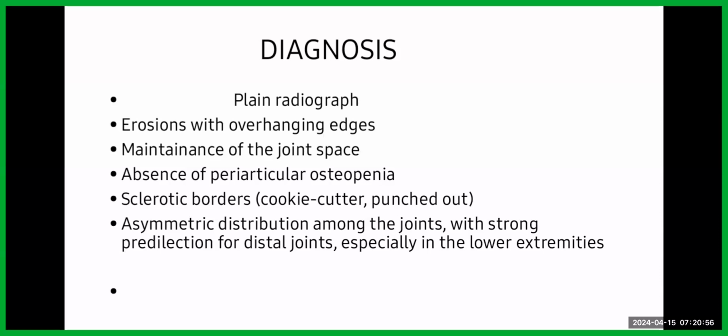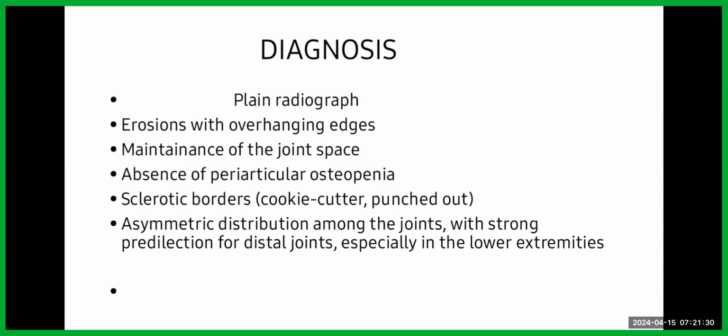So we expect to see an erosion, just like RA and some other forms. However, unlike RA and other forms, the joint spaces are maintained. They don't have loss of joint spaces. And again, there is commonly no periarticular osteopenia, unlike RA and other aggressive erosive joint diseases. Then the borders look sclerotic, what they call cookie cutter or punched out. The presentation is usually asymmetric among the joints with a strong predilection for distal joints, especially in the lower extremities. So distal joints are more affected.